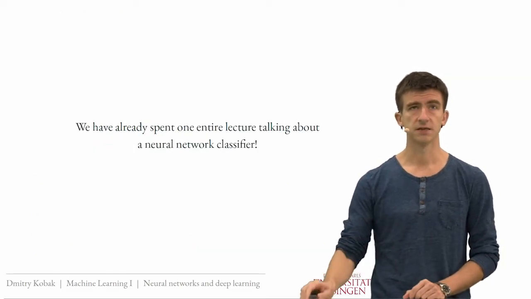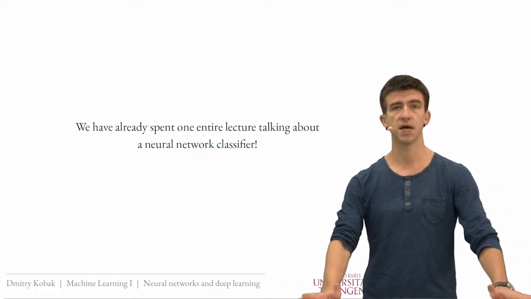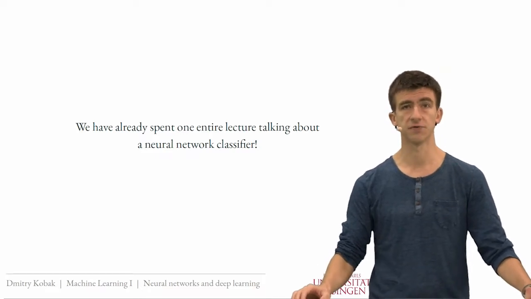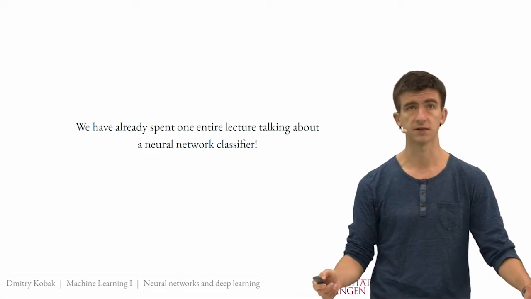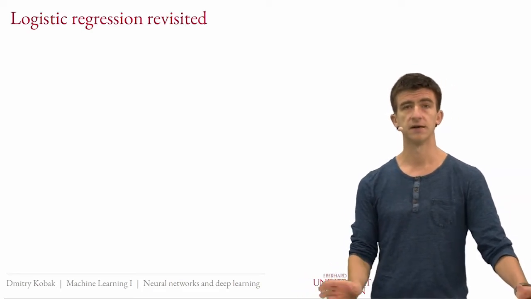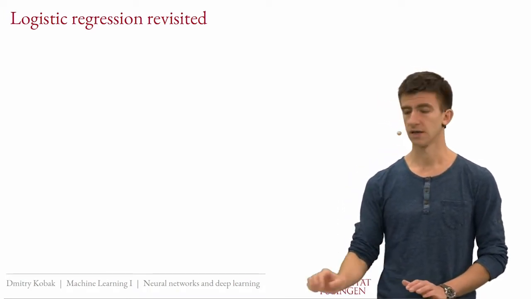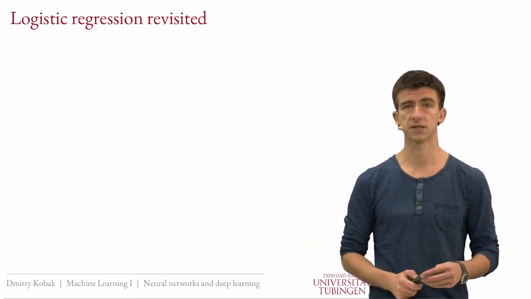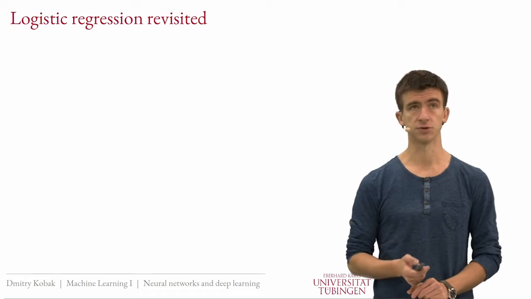All right, so in some sense, we have already in this course talked about a feedforward neural network classifier, right? I just didn't call it that, and I'm referring here to logistic regression. So let's revisit logistic regression briefly, and then we will build up on this concept, adding more and more complicated steps, and gradually arrive at something that looks like a real-world neural network.